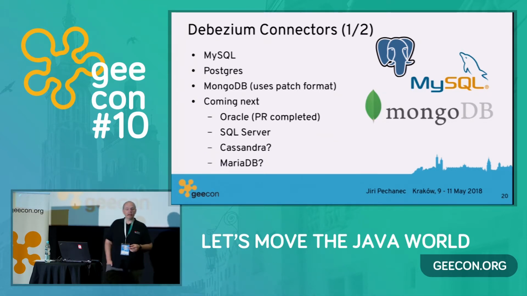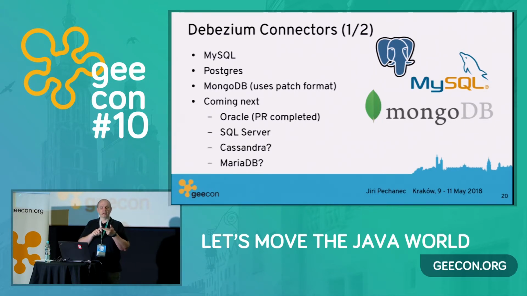So, what connectors does Debezium support? So far, there are three connectors already released: MySQL, which is the oldest, Postgres, and MongoDB. For MongoDB, we are using the patch format for the messages. And there are more connectors planned. The nearest one is Oracle. The Oracle connector is almost completed. There is a pull request already prepared, and just the final review and merge has to be done. So you can expect the Oracle connector in the next release.